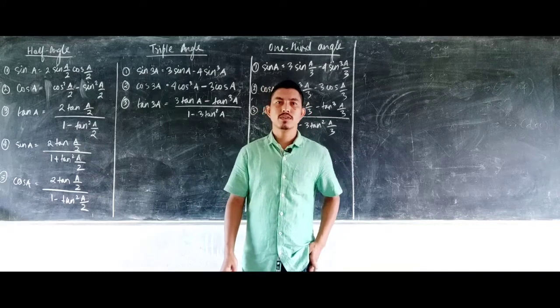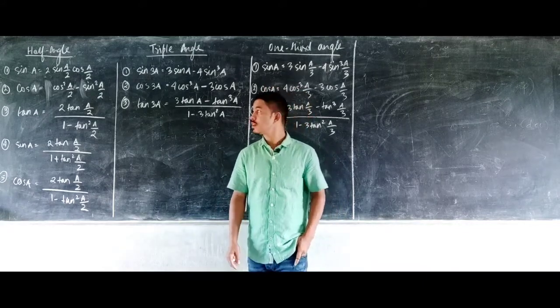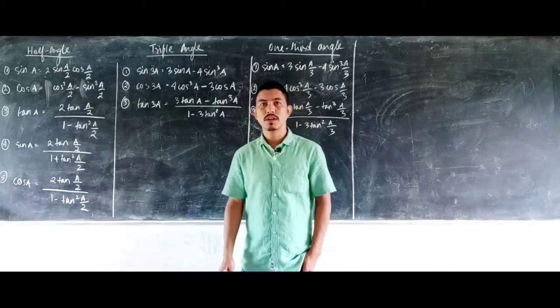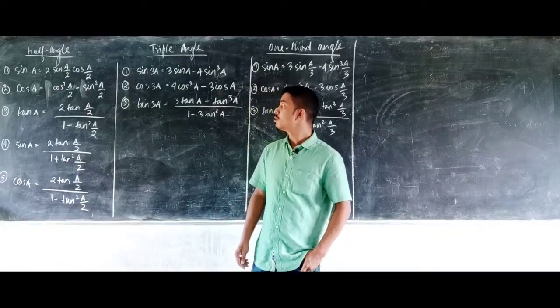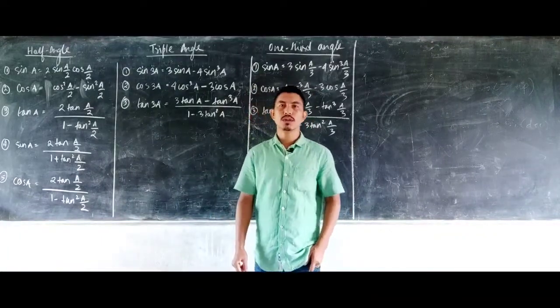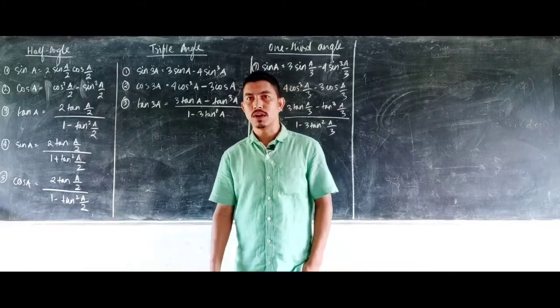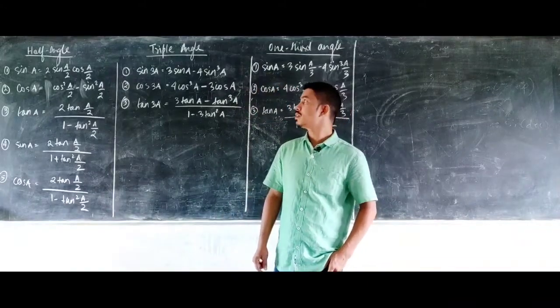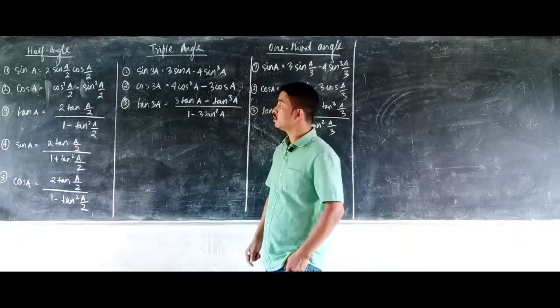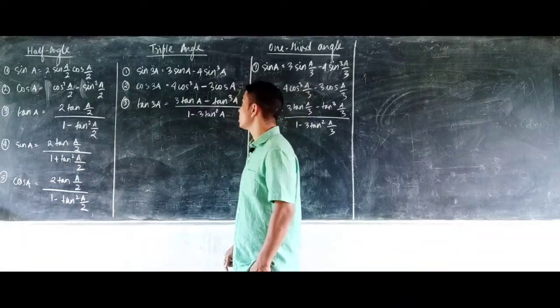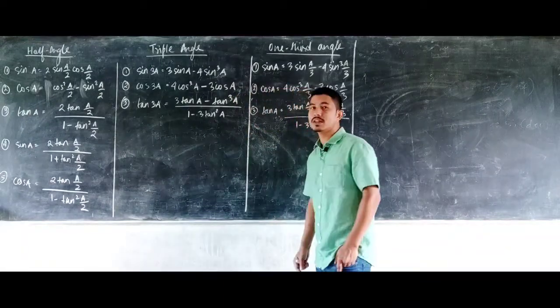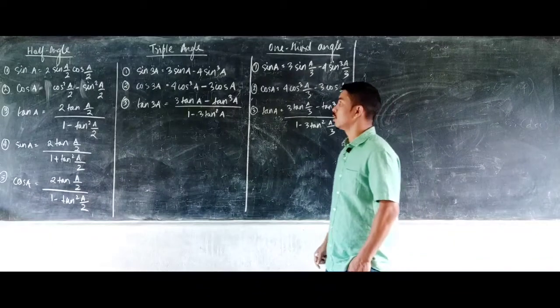In the last class we studied the multiple angles in trigonometry. Today we will be learning about the half angle formulas, the triple angle formula and the 1/3 angle formula. If you are clear with the multiple angle formula, it's very easy to understand the half angle formula, triple angle formula and the 1/3 angle formulas.